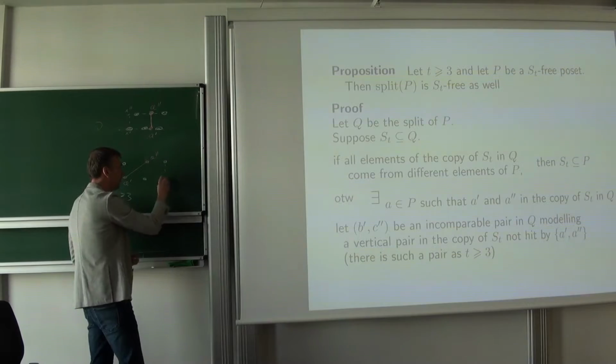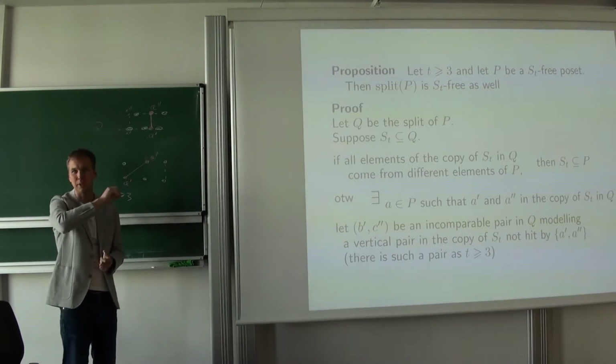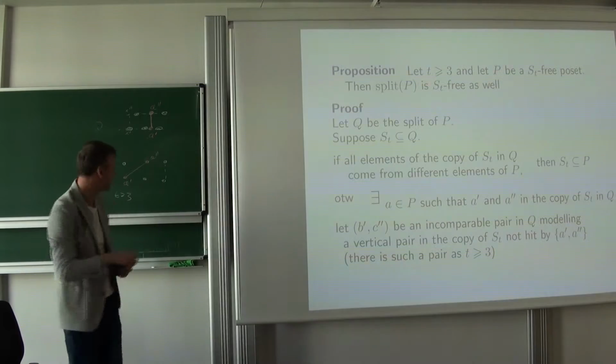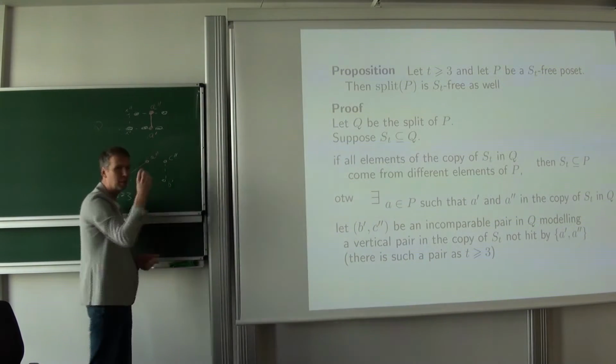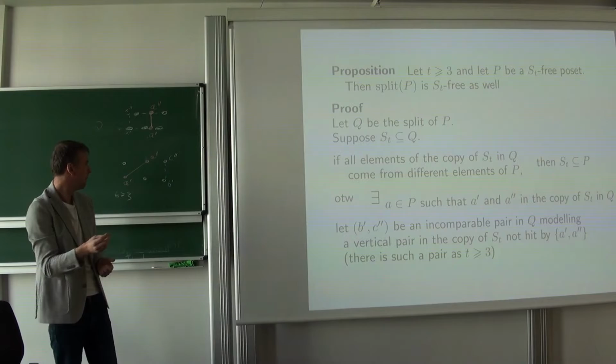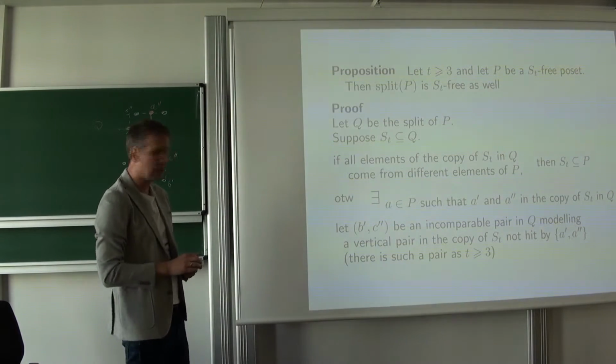So it's an incomparable pair. So these 2 elements come from different elements of my poset. That's what I say when this is B prime coming from B, and this is C double prime coming from C. Now this should collapse now, right?